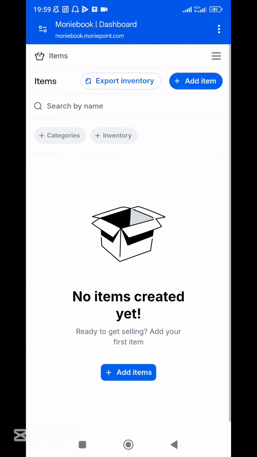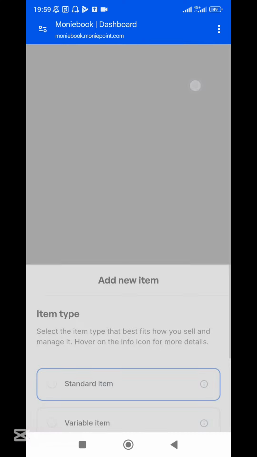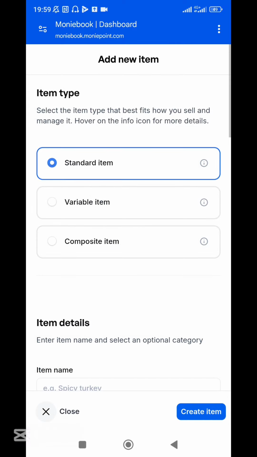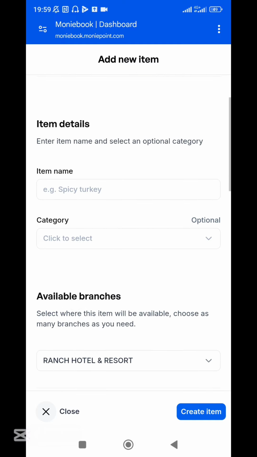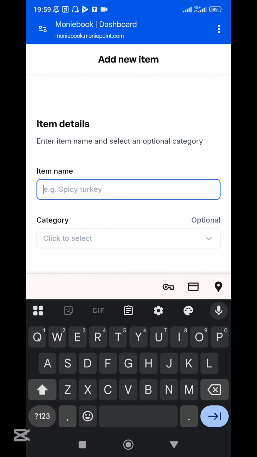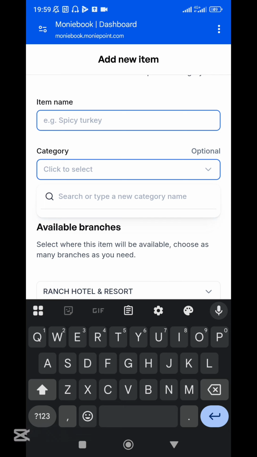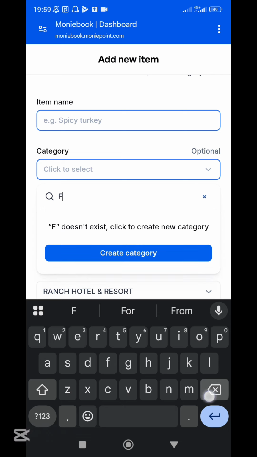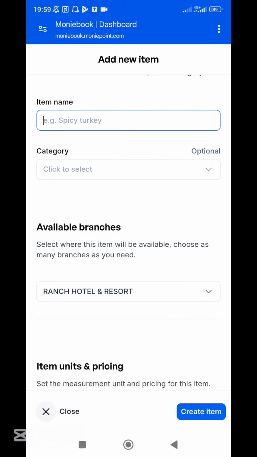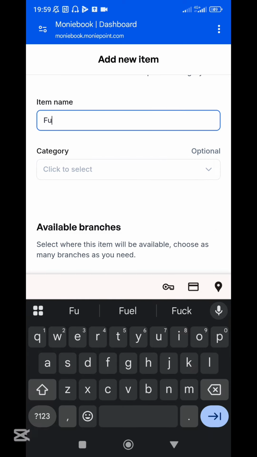So now we are on moneybook.moneypoint.com. Let's add our first item here. Let's click add our first item under gas or filling station. Let's start with the filling station first. So under the item name, we're going to write fuel.